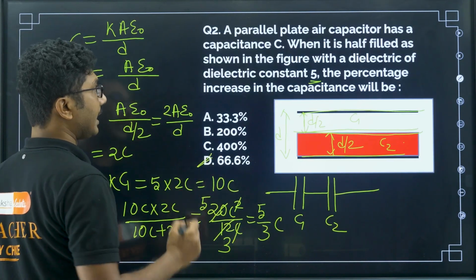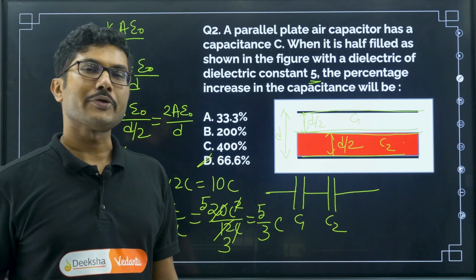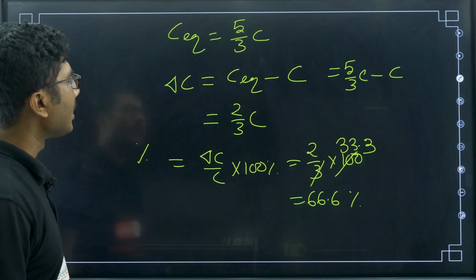Let's check what was the answer. The answer is option D again. So question number 1, question number 2, both are option D. Now let's move on.